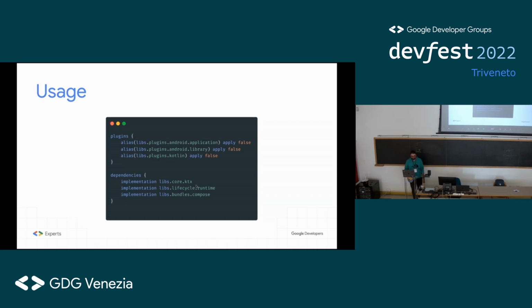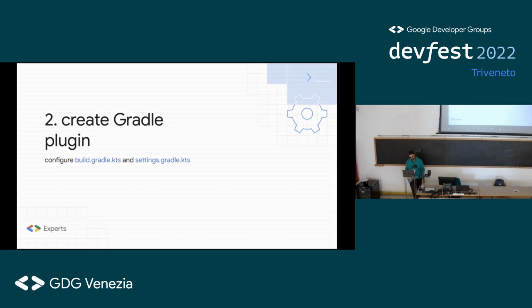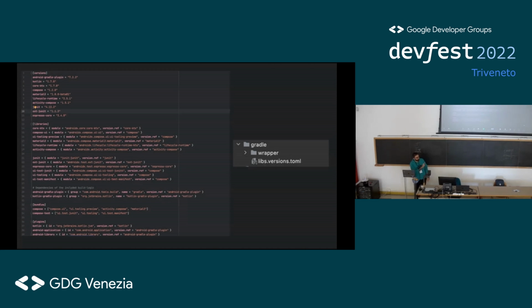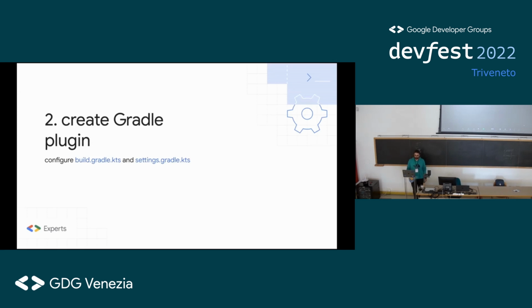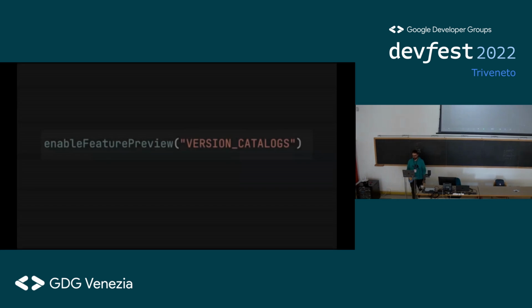With the dependencies, you have the same. You have libs and then just the name of the dependency: libs.core.ktx, libs.lifecycle.runtime, and bundles. So you have libs.bundles.compose, and if you go back a bit, oh, I hate these animations. In the compose bundle, we have compose UI, UI tooling, activity compose, material 3. So instead of listing those dependencies separately, you have a one-liner configuration, and that's it.